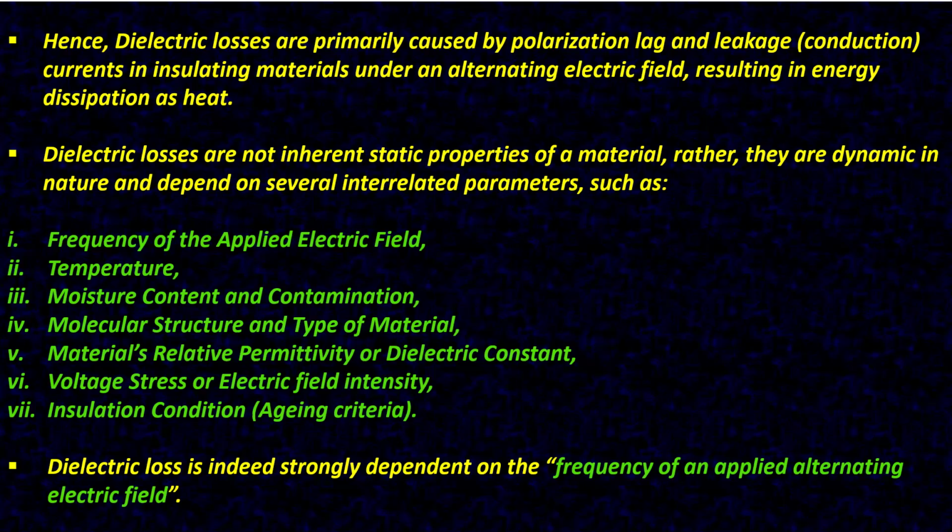interrelated parameters such as: one, frequency of the applied electric field; temperature of the environment; moisture content and contamination; molecular structure and type of material; the material's relative permittivity or dielectric constant; voltage stress or electric field intensity. Last one, insulation condition, that is aging criteria. Dielectric loss is indeed strongly dependent on the frequency of an applied alternating electric field.